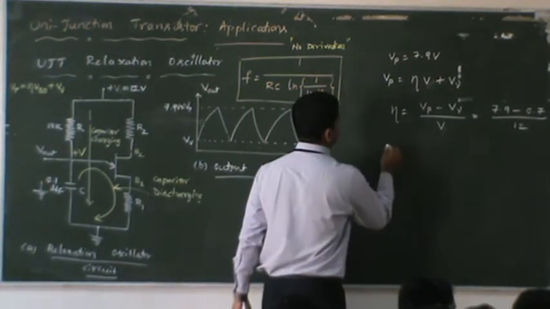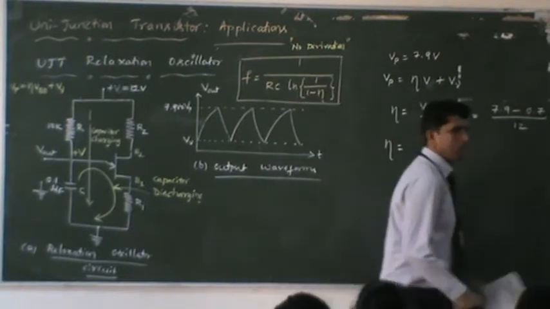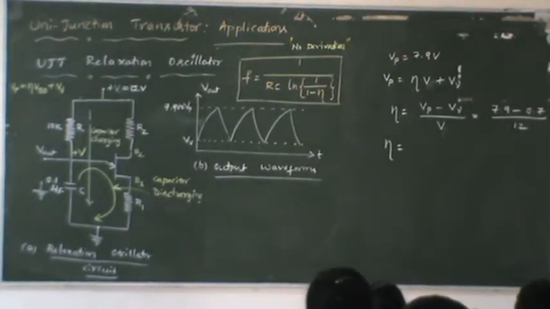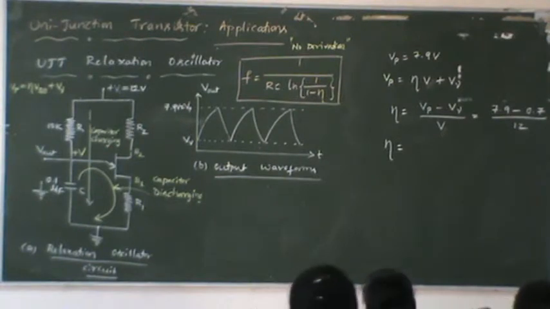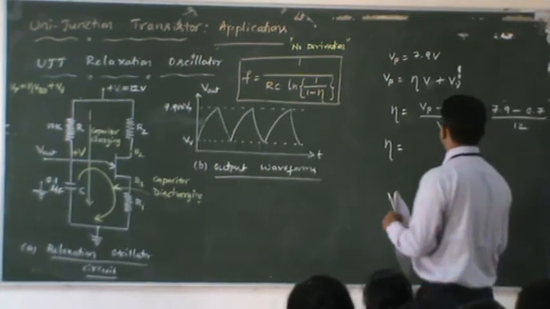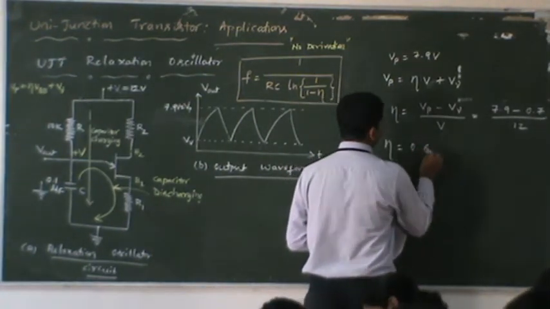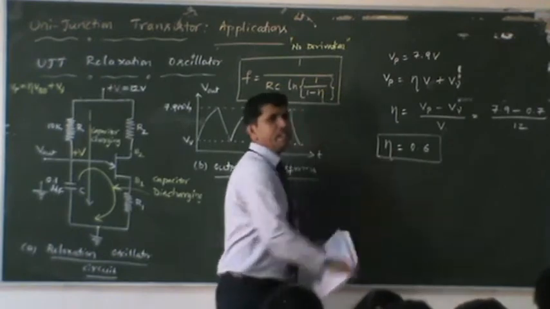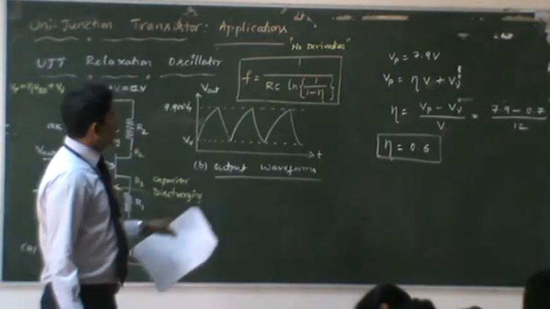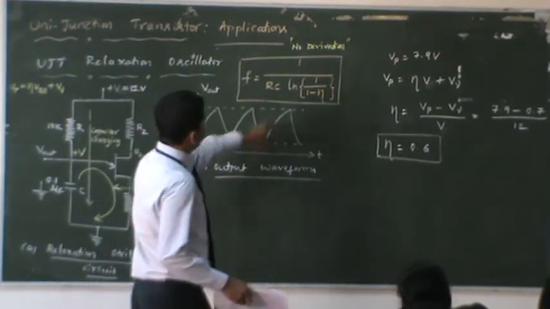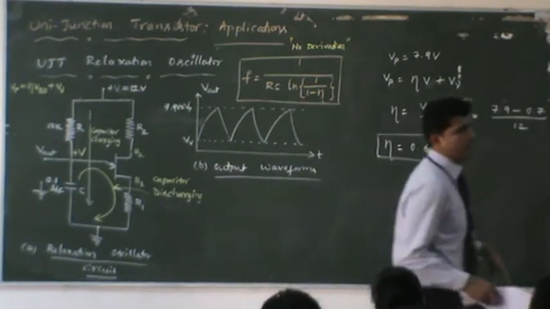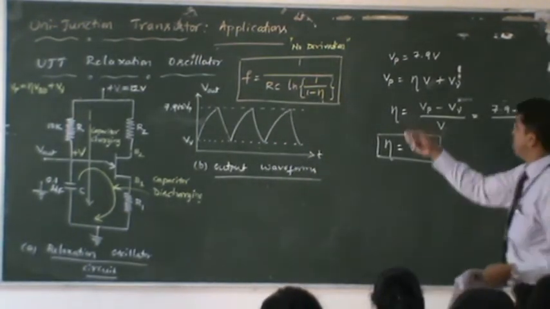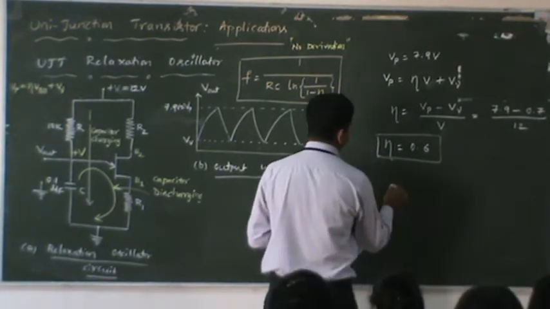What's the eta value? You are supposed to get 0.6. There is no unit for this, don't write any unit. From this you can calculate the frequency of oscillation. RC is known, eta is known. You can estimate the frequency of oscillation, and from that you can estimate the time period. Just substitute there and calculate the value of frequency of oscillation.